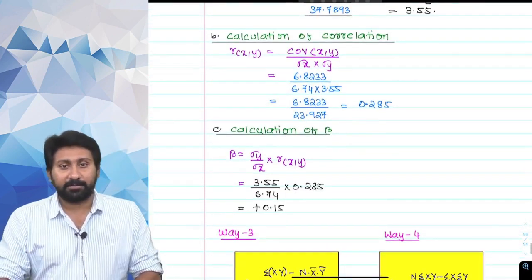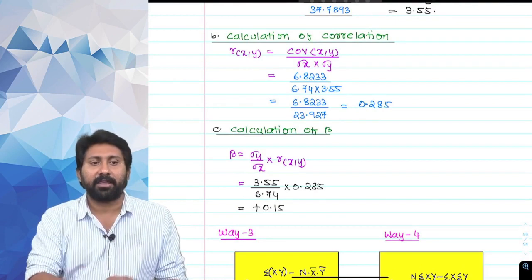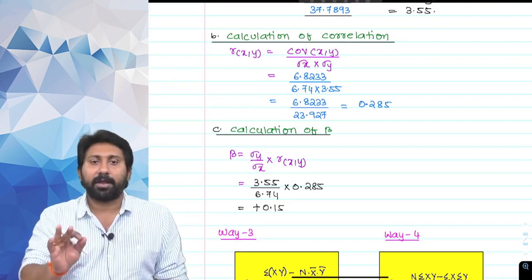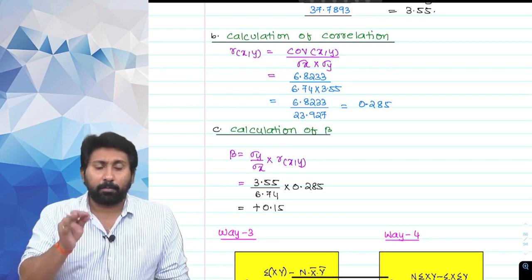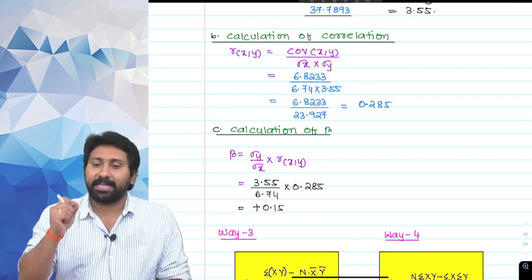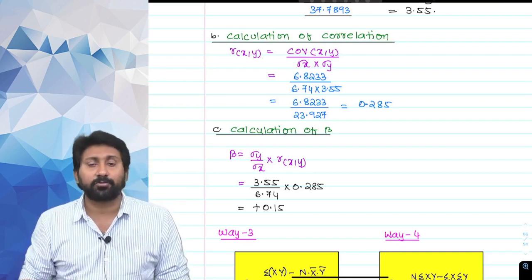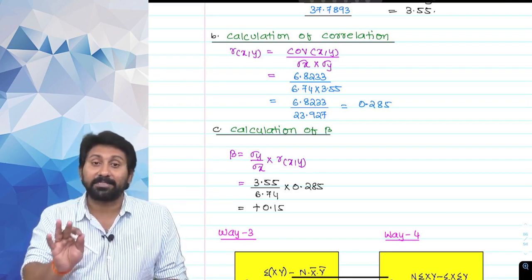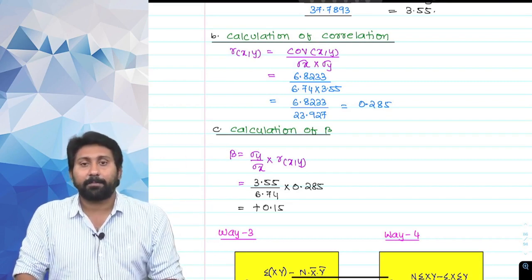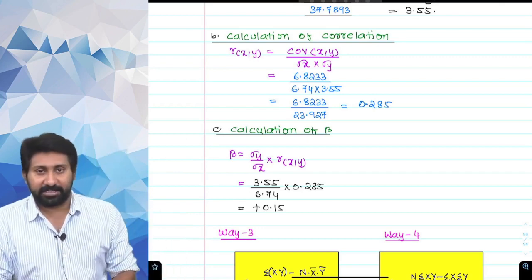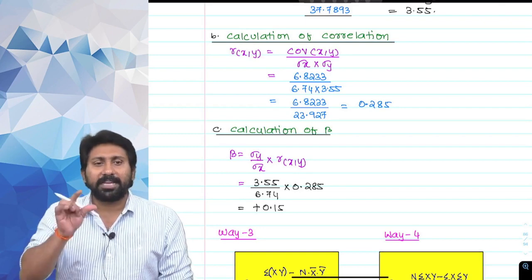Okay, beta is 0.15, correlation is 0.285, but beta is 0.15. What is the meaning of 0.285? Both the security and market are positively correlated, no doubt. But how much positive? 0.285 means if the market increases, the security also increases, but not 100 out of 100 times. It is true 28.5 times in every 100 times. But the remaining 72 times, what will happen? They are not correlated with each other, meaning it is not responsive to the market. Okay, so least correlated.